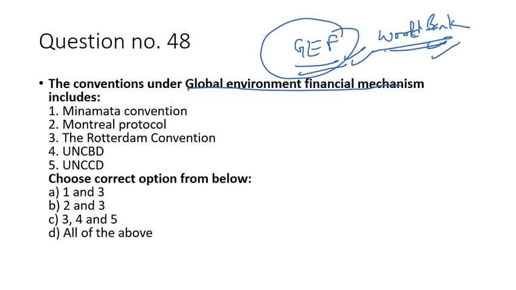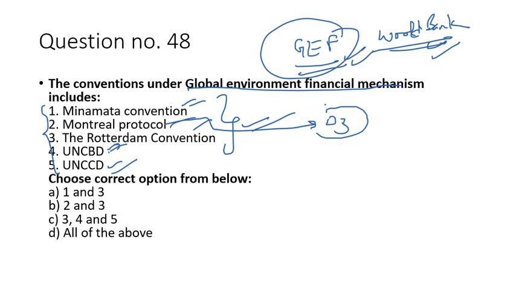Right. And it is a financial mechanism for which among the following conventions? The Minamata Convention, the Montreal Protocol, the Rotterdam Convention, the United Nations Convention to Combat Desertification, and the Convention on Biological Diversity. These all five conventions, these all five protocols. Montreal Protocol is, as we know, for protecting the stratospheric ozone, right?